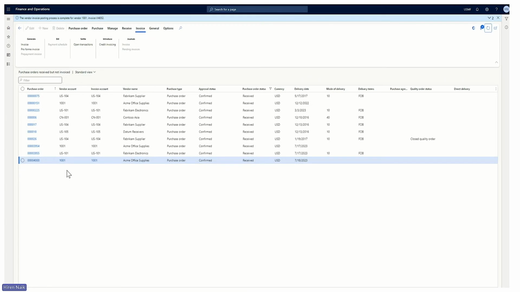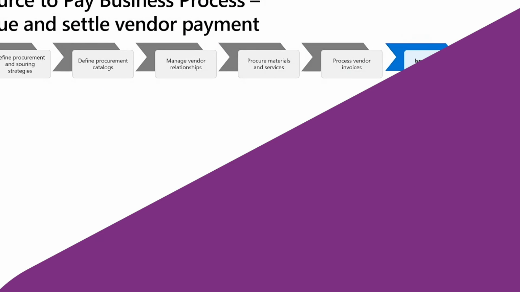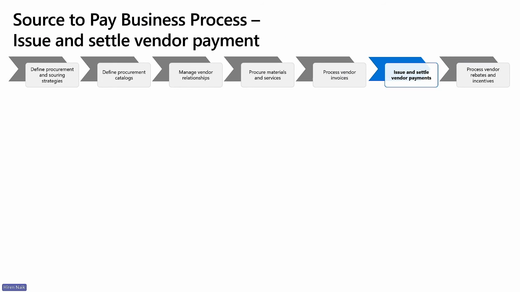Now, let's review the next process, which is the review vendor payment and settlement process. This business process area focuses on paying vendors according to the agreed upon payment terms, ensuring that the payments are made accurately and on time, and settling them against invoices manually or using an automated process.